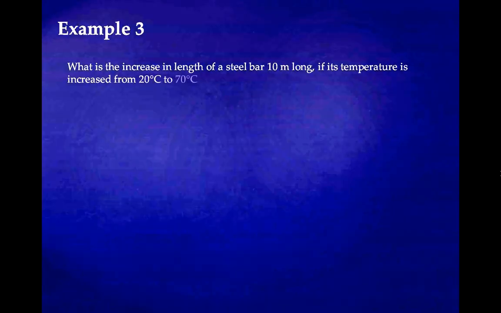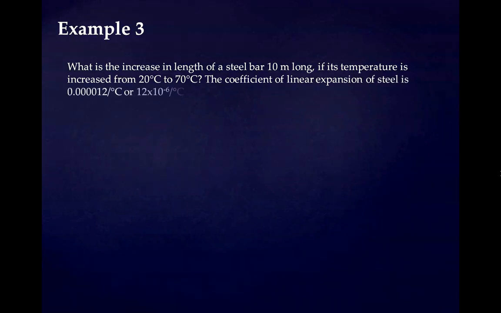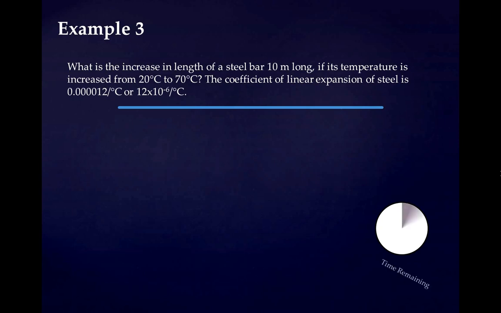Example 3. What is the increase in length of a steel bar 10 meters long if its temperature is increased from 20 degrees Celsius to 70 degrees Celsius? The coefficient of linear expansion of steel is 0.000012 per degree Celsius, or 12 times 10 to the negative 6 per degree Celsius.